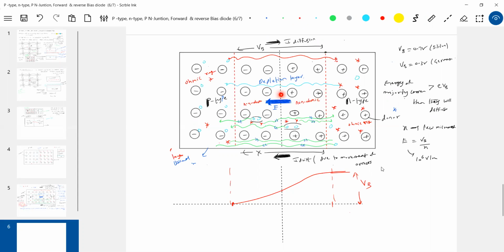So what about at the midpoint? Should be non-zero, no? Look at the graph. This is 0.7. This is 0 volt. What can be this one? Should be non-zero. So what is the potential at the midpoint of the depletion layer? It will be non-zero. That's what the graph is telling.